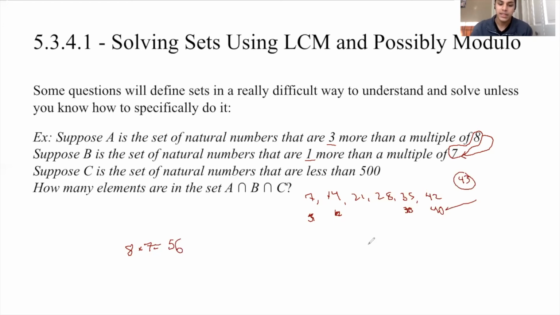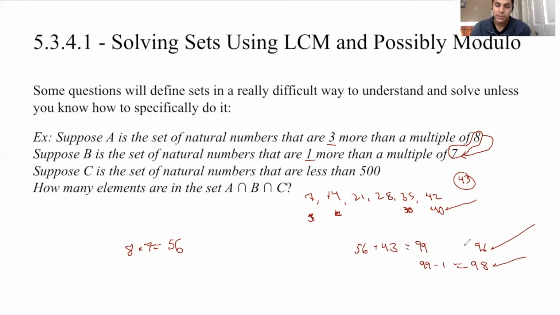And so that means that every time you add 56 to 43, which is the smallest number that is both 3 more than a multiple of 8 and 1 more than a multiple of 7, you're adding a multiple of both 7 and 8 here, which means that the number that you result with, which in this case is 99, is also going to be 3 more than a multiple of 8, and also going to be 1 more than a multiple of 7. And if you want to check me on that, you can do 99 minus 3 is 96, and that is a multiple of 8. And 99 minus 1 is going to be 98, and that is a multiple of 7.